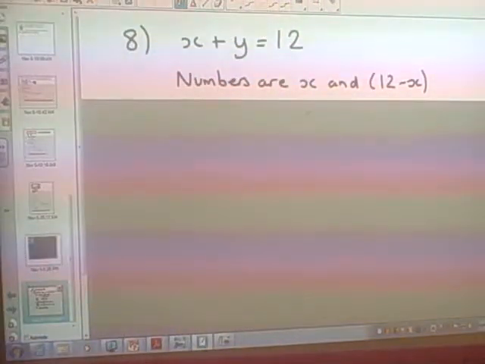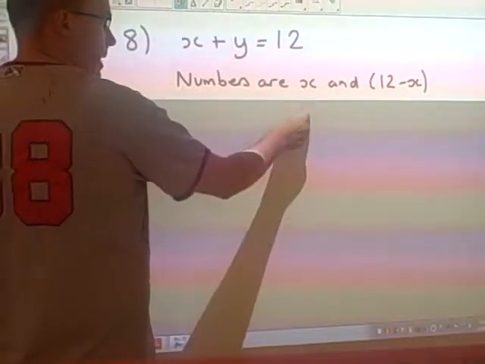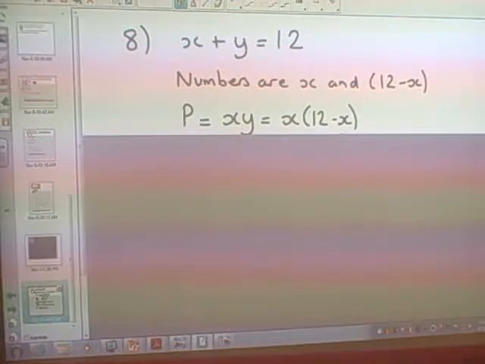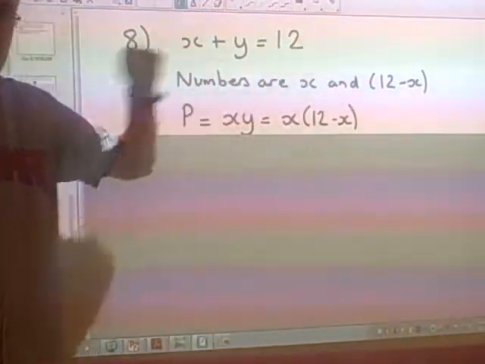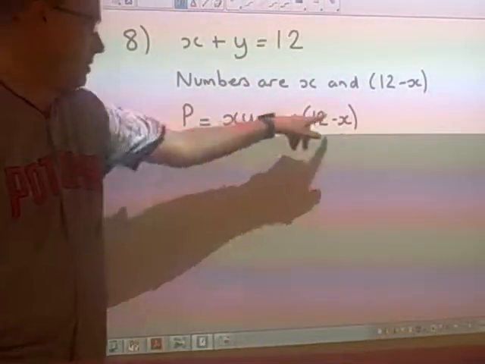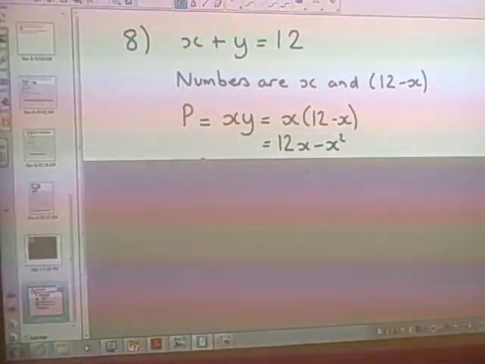Now that allows us to write the product in a very different way as well. Instead of saying x times y, I can now say x times 12 minus x. The other important reason for doing this is that if we're going to differentiate this, then we need to have a single variable here, rather than two separate variables. I chose p for product. I'm going to distribute here, so I get 12x minus x squared.